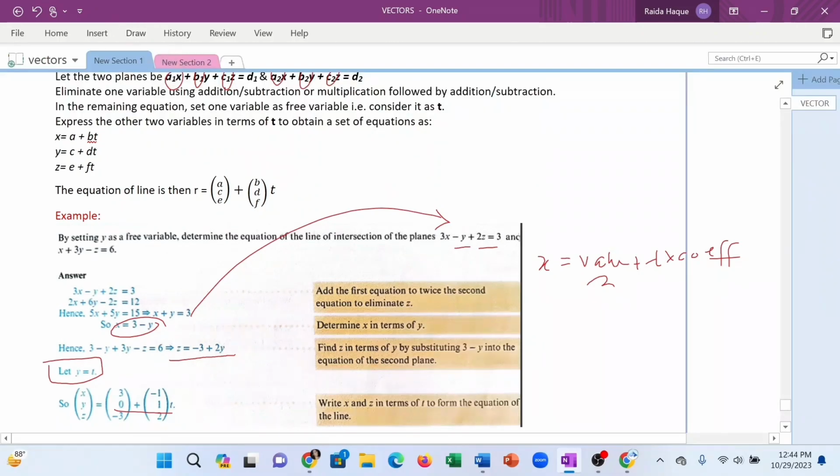So this value over here is 3 plus t, and the coefficient is minus 1. What about y? y is only t, right? So what can we write it as? We can write it as 0 plus t times 1. So in the parametric equation, we have y equals 0 plus 1t. We have z equals minus 3 plus 2t.